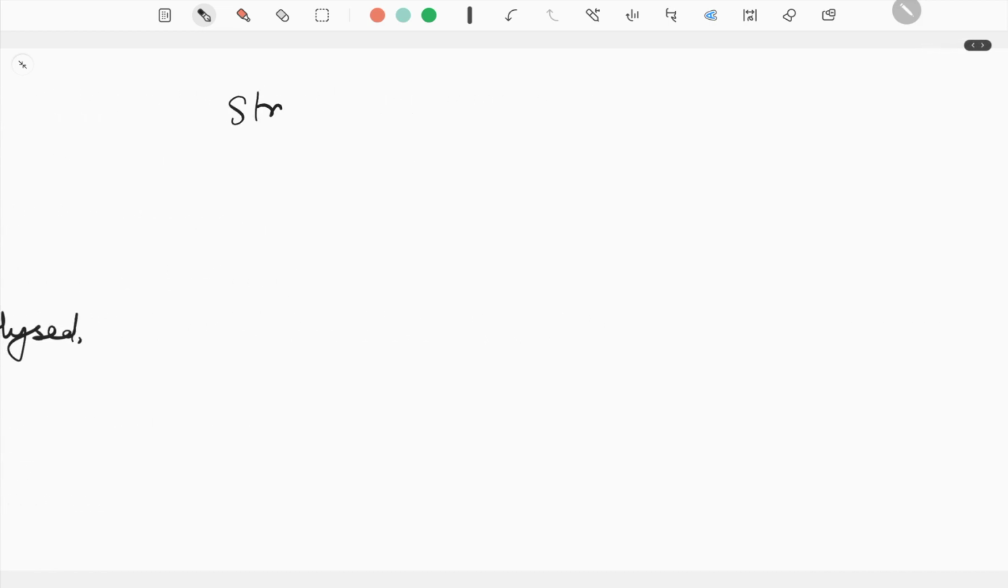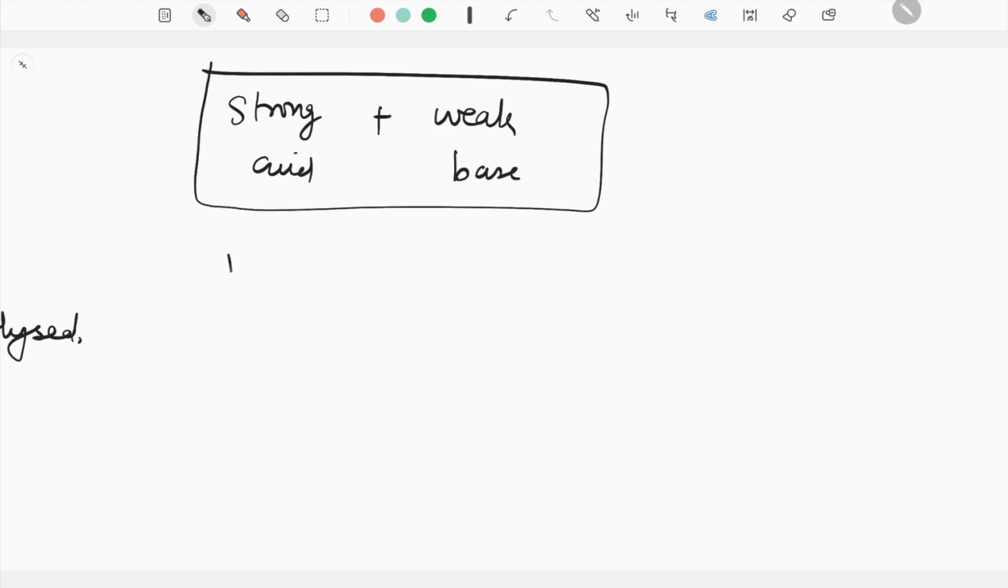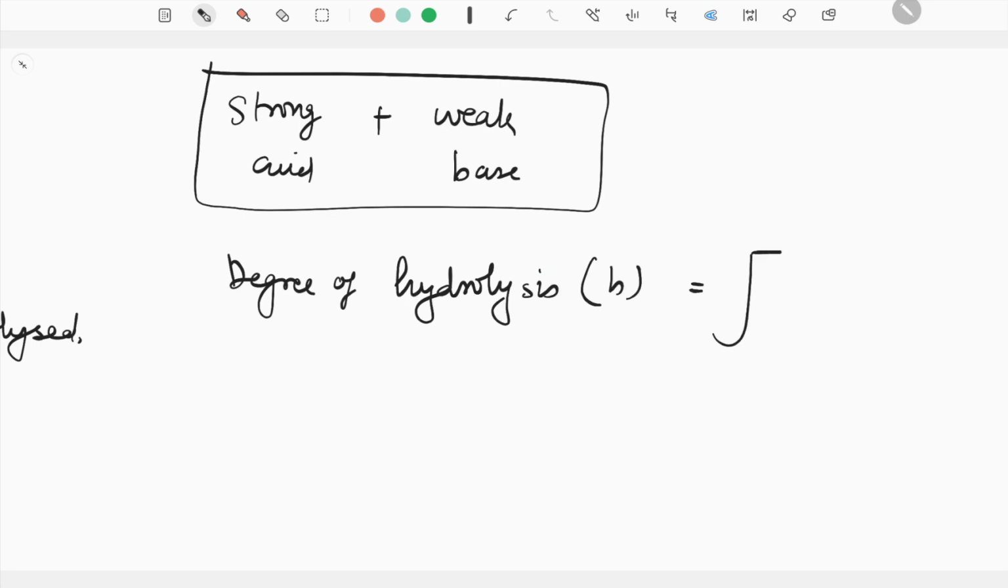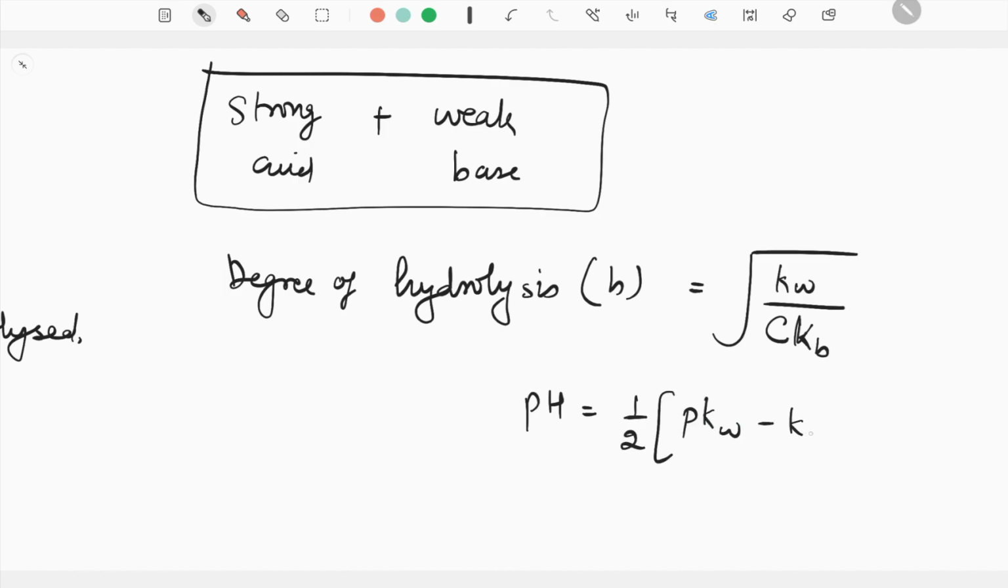Now, strong acid plus weak base. For this combination, the degree of hydrolysis, that is h, is equal to under root Kw upon C Kb, and pH is equal to 1 by 2 (pKw minus pKb minus log C).